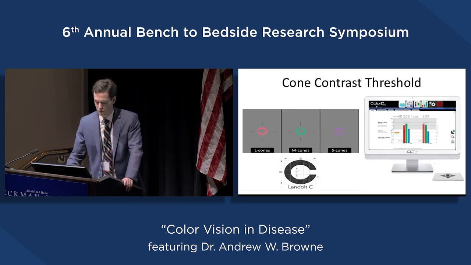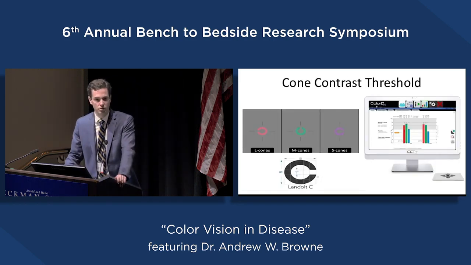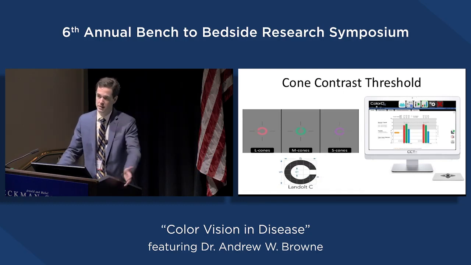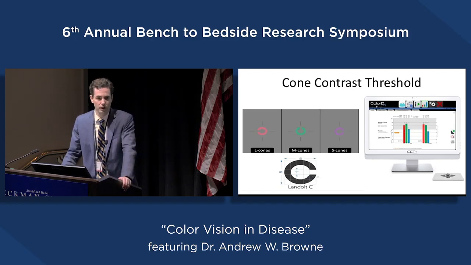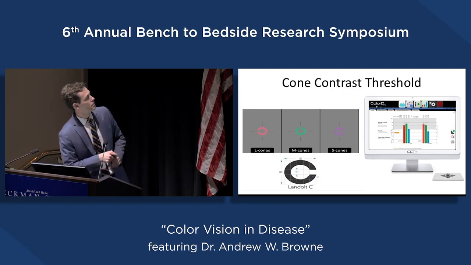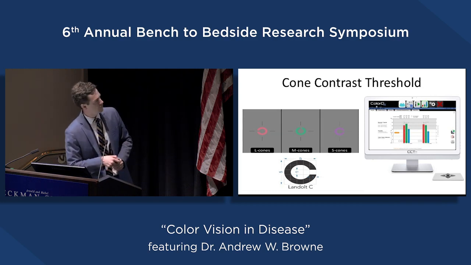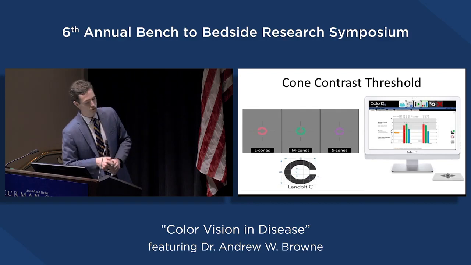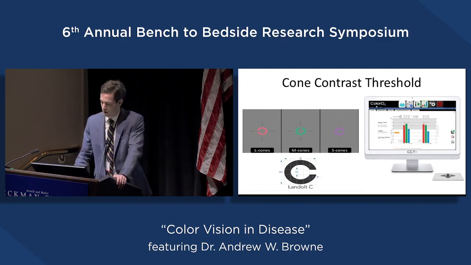So Dr. Jameson has already shown us how the cone contrast threshold works. It's very useful in this format because it's basically a highly calibrated computer screen that can control exactly how bright these different letter C's are presented to a patient, and provides a format in terms of the data presentation where you can see the individual sensitivities of the red, green, and blue opsins in human subjects in each of their eyes.